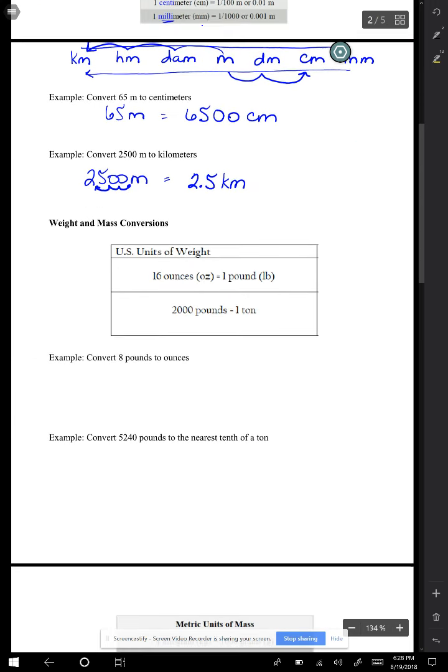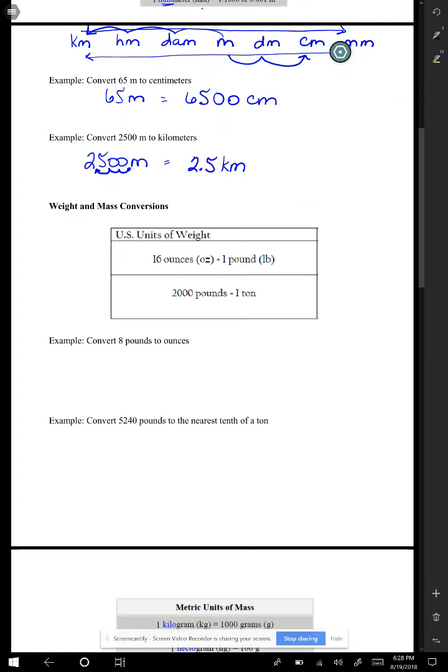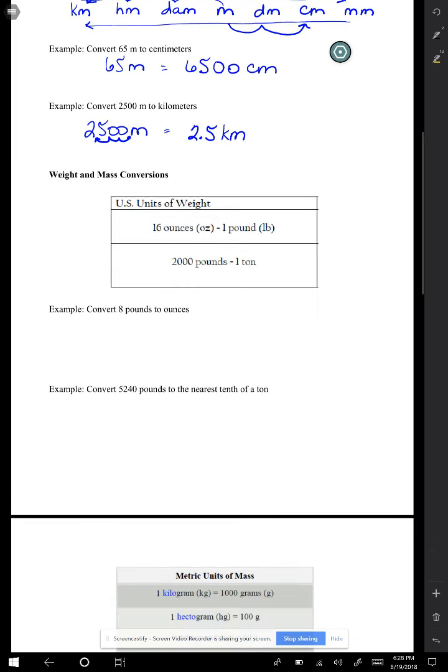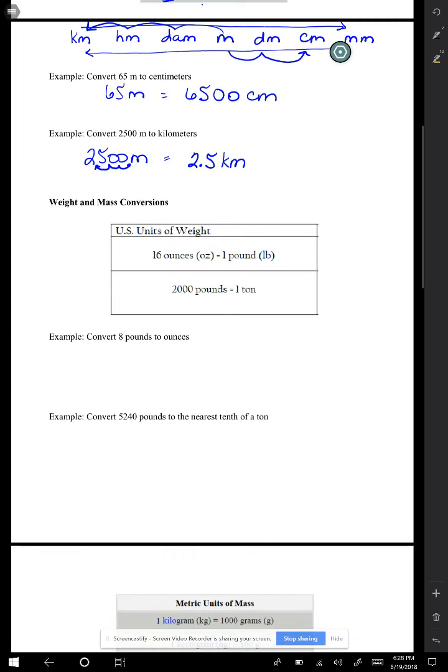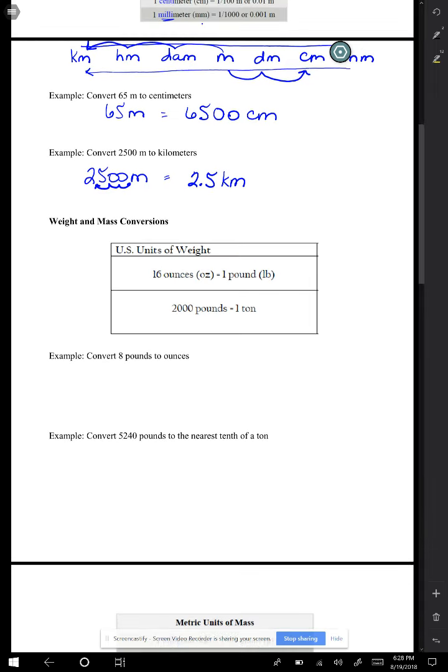The next conversions we'll look at are weight and mass conversions. Within the U.S. system, we have U.S. units of weight: ounces, pounds, and tons. And then within the metric system of mass, we measure with grams. We'll do these the same as we did the linear conversions in the U.S. system.